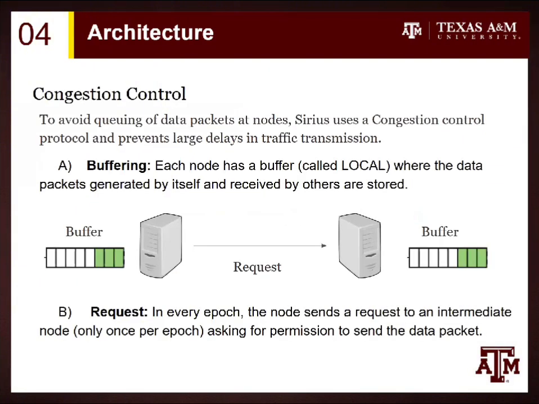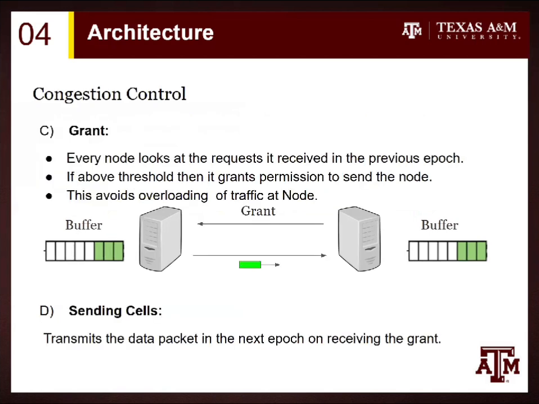To avoid queuing of data packets at nodes, Sirius uses a congestion control protocol and prevents large delays in traffic transmission. It's a four-step process. Buffering, where each node has a buffer called local, where the data packets generated by itself and received by others are stored. Request. In every epoch, the node sends a request to an intermediate node only once per epoch, asking for permission to send the data packet.